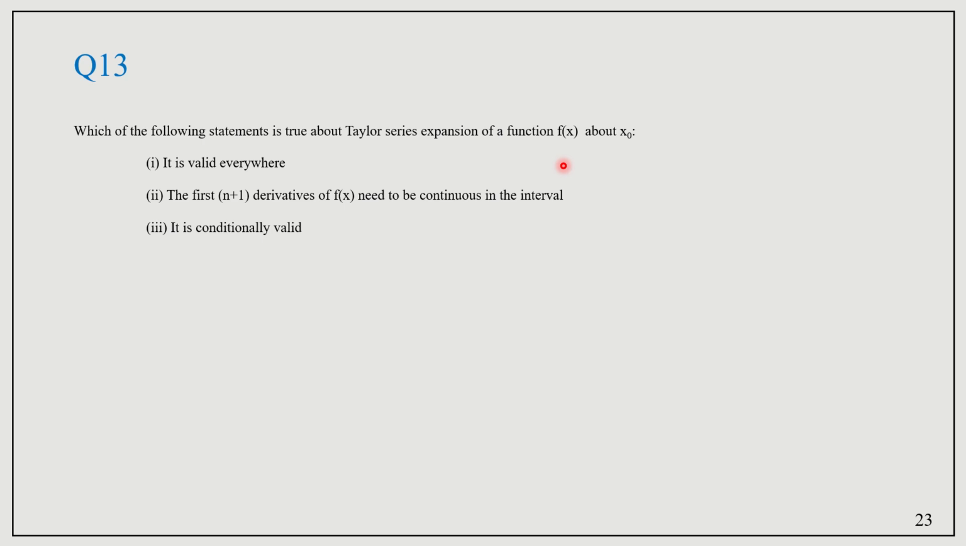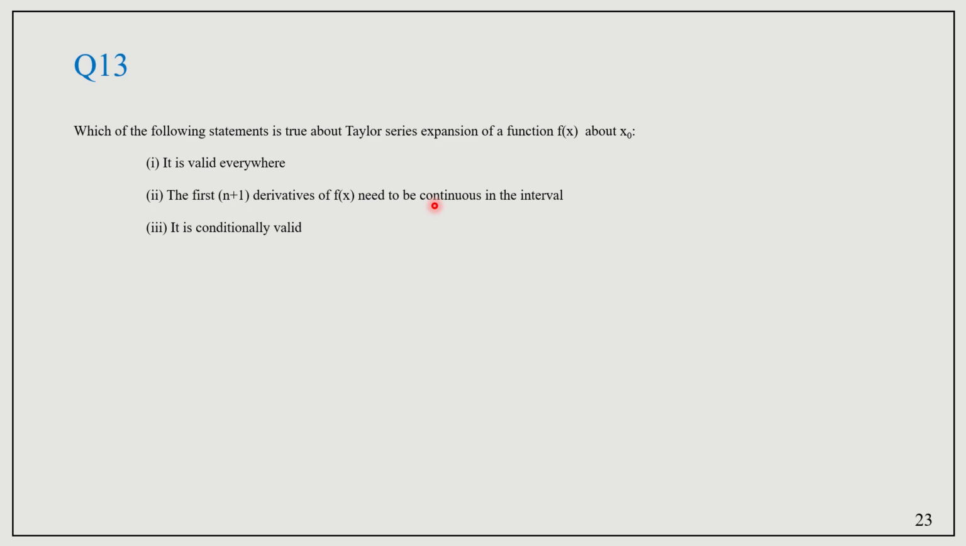Taylor series expansion of f of x is not valid everywhere, rather it is valid in the close neighborhood of x only. So this first statement is wrong. Second statement, the first n plus 1 derivatives of f of x need to be continuous in the interval. Again, this is true because it needs to be continuous. So the second statement is true.